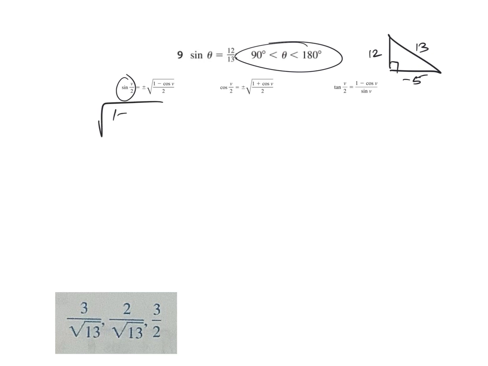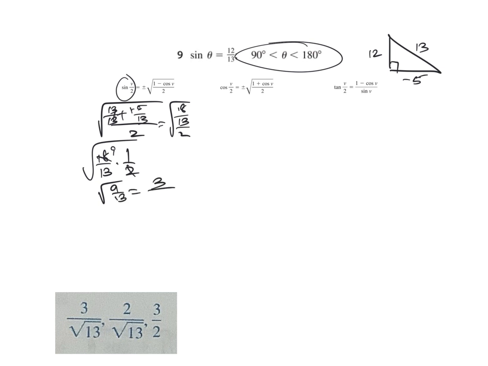1 minus the cosine, which is negative 5/13, all over 2. So this will be 13 over 13 to get a common denominator. Change. So that is going to be 18 over 13 over 2, which is 18/13 times 1/2, or square root of 9/13, or 3 over the square root of 13. And it's positive. Okay, second, cosine is negative in the second quadrant.